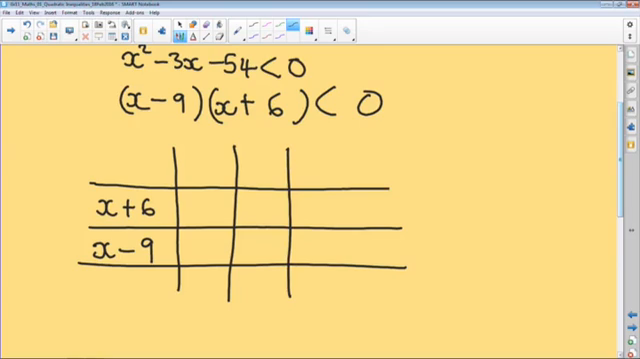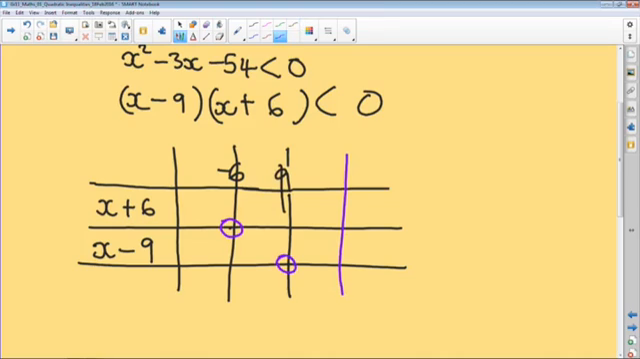Now, x plus 6 equals 0. I'm going to get a negative 6. Then if you take it down to this line, substitute a negative 6 here, you get a 0, right? Now, then x minus 9 equals 0, you will get positive 9, right? So this 9 does not look like a 9, okay? So you've got a 9 there. Now, substitute it here, you get a 0, right?